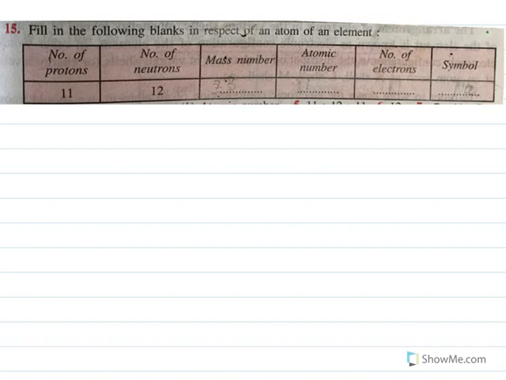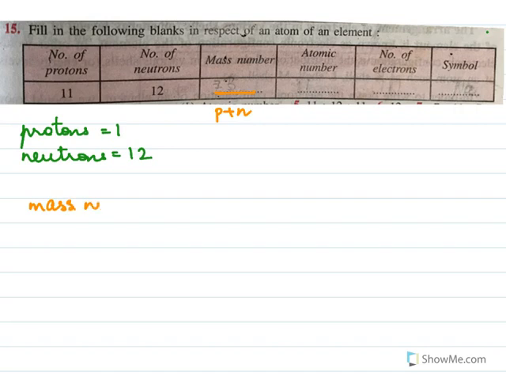Fill in the following with respect to an atom. Number of protons, let's write here, they said is 11. Next they've given neutrons equal to 12. Now we have to find the mass number. Now you know for mass number we do protons plus neutrons. So mass number equal to protons plus neutrons, that is 11 plus 12, 23. So here I'll put 23.